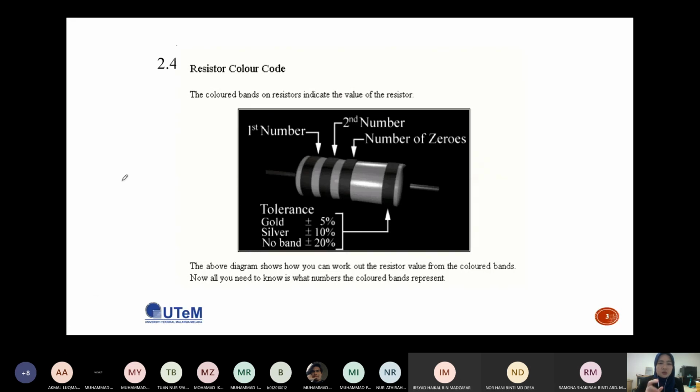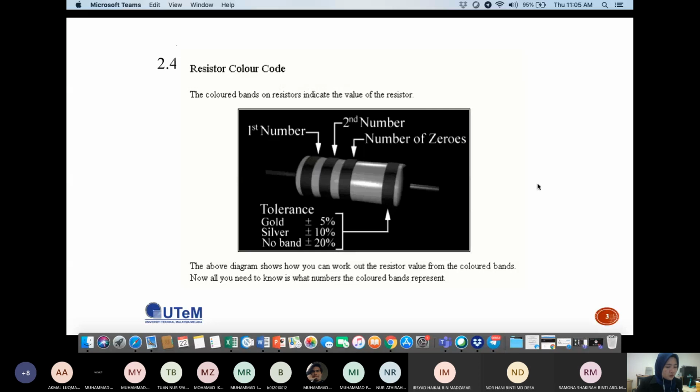I'm sure you already know this. You can determine the value of the resistor by using the color codes. This is the resistor. On the body of the resistor you have several colored bands. The first colored band represents the first number, the second colored band represents the second number, and the third colored band represents the number of zeros. The last one, where you see there's a gap, represents the tolerance band.